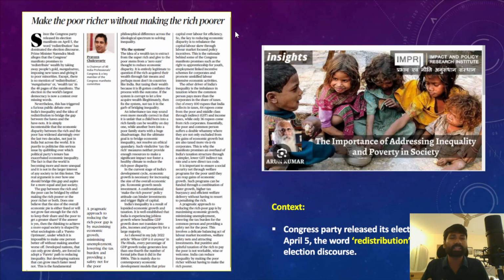Now, inequality has been regularly in the news. It is like every day there is one article. And in fact, inequality has also been directly mentioned in the Directive Principles of State Policy.